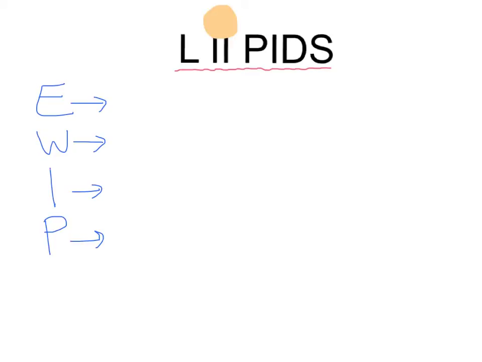And this is what helps me remember the role of fats. So E stands for energy, because lipids act as energy sources when they are oxidized. So that's what the E stands for. Now, gram for gram, you can actually get more energy from lipid than you can from carbohydrate.